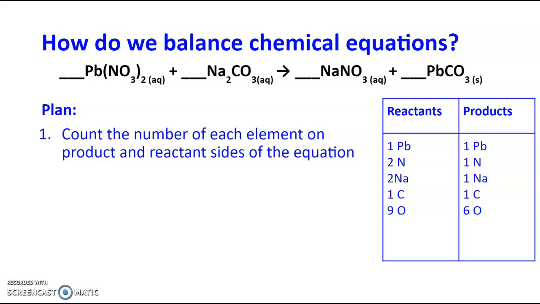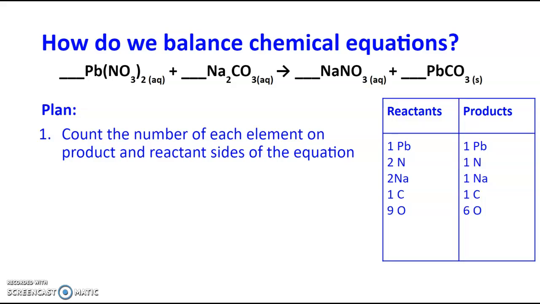Anyway, so here's our chemical equation that we wrote out, and we need to balance it. So the first thing that I do if I want to balance an equation is count the number of each element on the product side and the reactant side of the equation. So I just make myself a little table because I'm type A like that, and I count them up. So we did this before, and we could see that we have on the reactant side on the left 1 lead, 2 nitrate, 2 sodium, 1 carbon, and 9 oxygen. And then on the right in the products we have 1 lead, 1 nitrogen, 1 sodium, 1 carbon, and 6 oxygens.